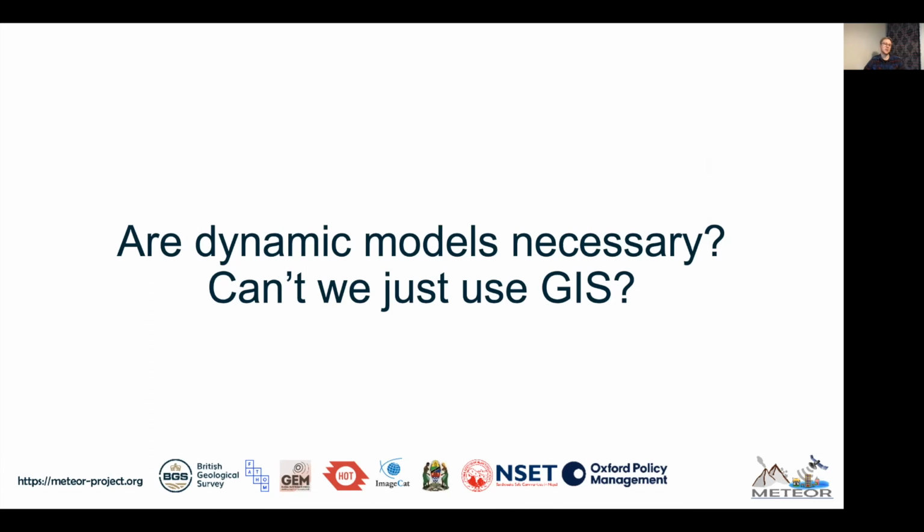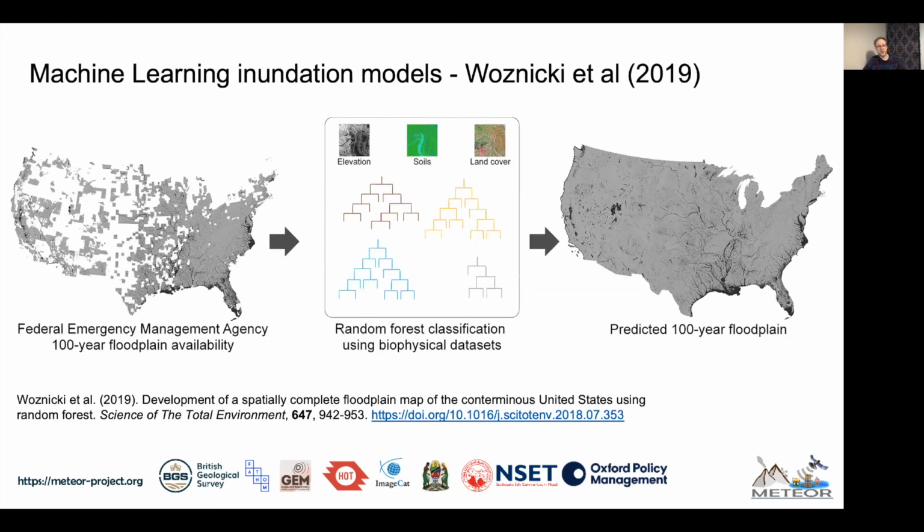However, this does lead to the question of whether or not these models are actually necessary. You might quite reasonably ask, well, can't we just use a simpler GIS approach to try and estimate flood risk? And the simple answer to that is not really, or only in certain circumstances. Now, there are two alternative approaches that have been tried in recent years to proper dynamic models.